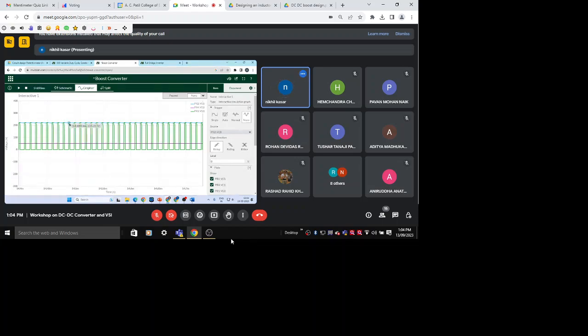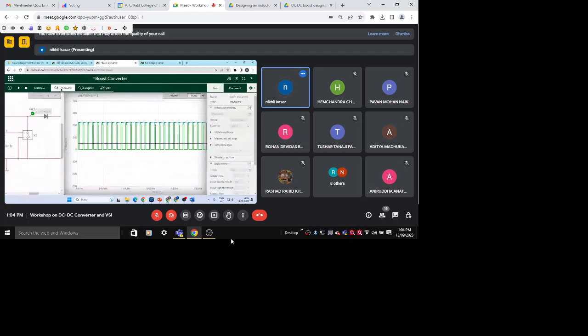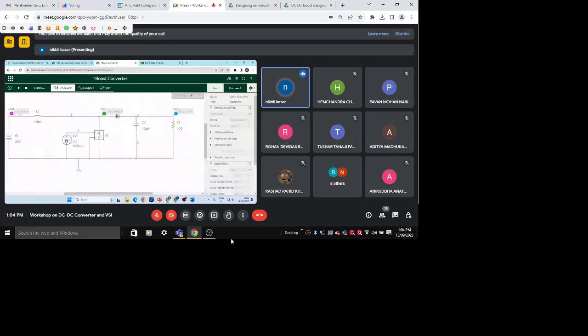So accordingly, as per the output required, a loop gives pulses to this switch. Mostly the frequency is right. No other device is used.